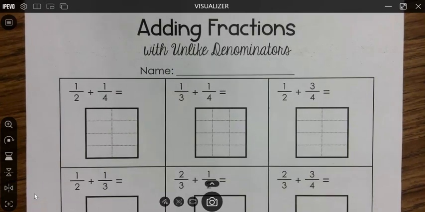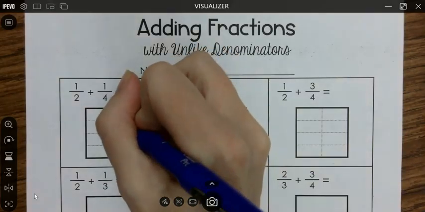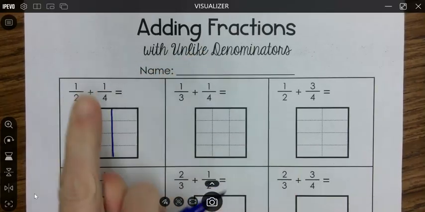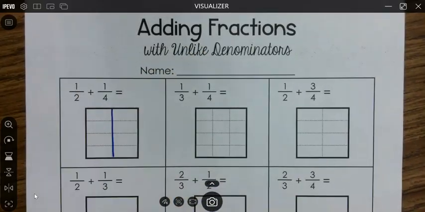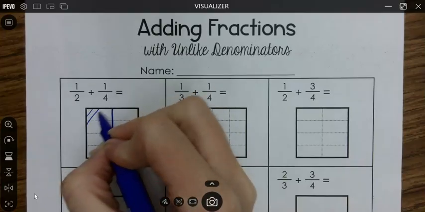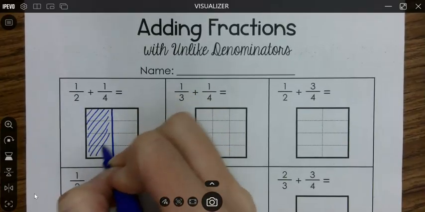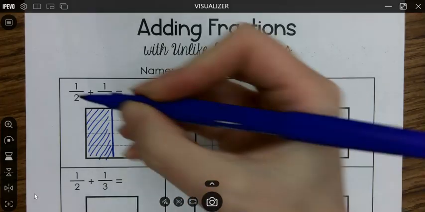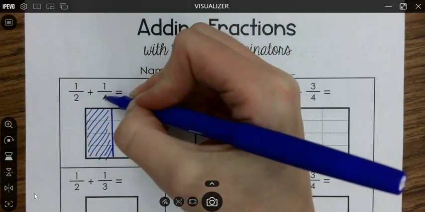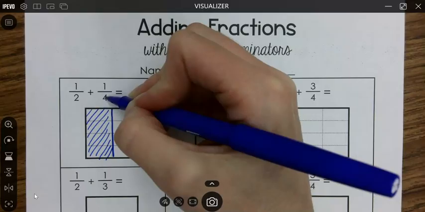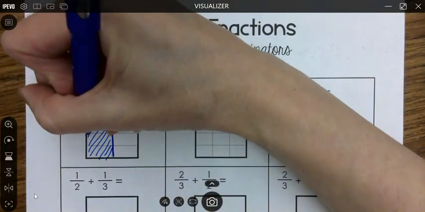Today we are going to add fractions that have uncommon or unlike denominators. So for 1/2, I'm going to draw a vertical line that will split this square into 2 equal parts, and I'm going to shade one of them. Then for 1/4, I'm going to draw 3 lines to make 4 equal parts, but I'm going to have the lines go the other way.